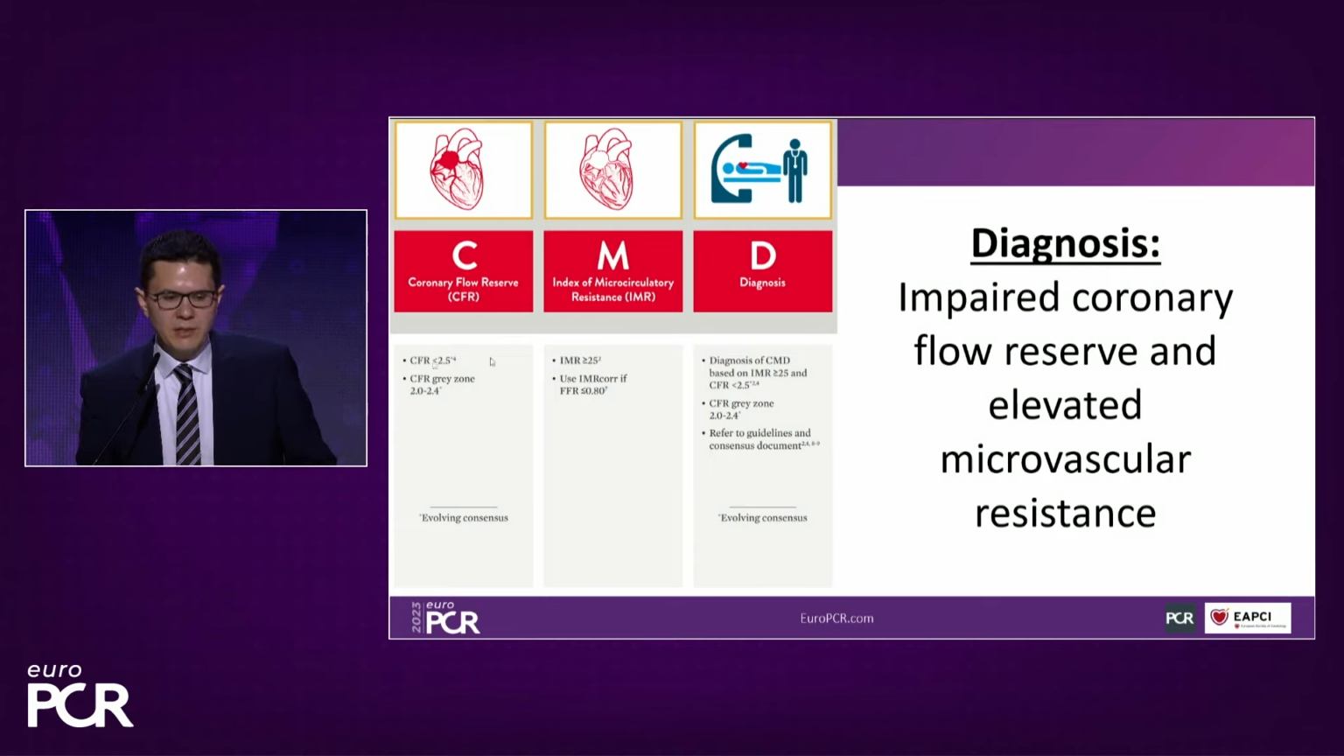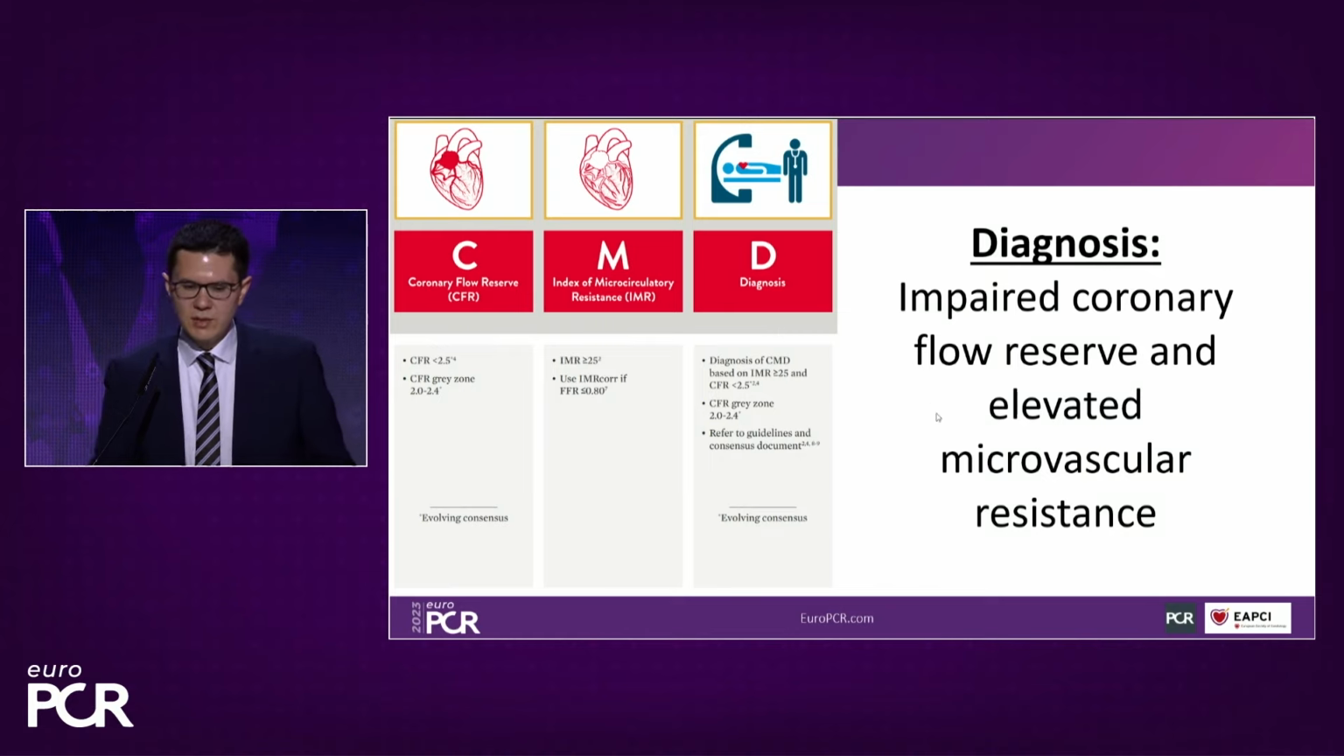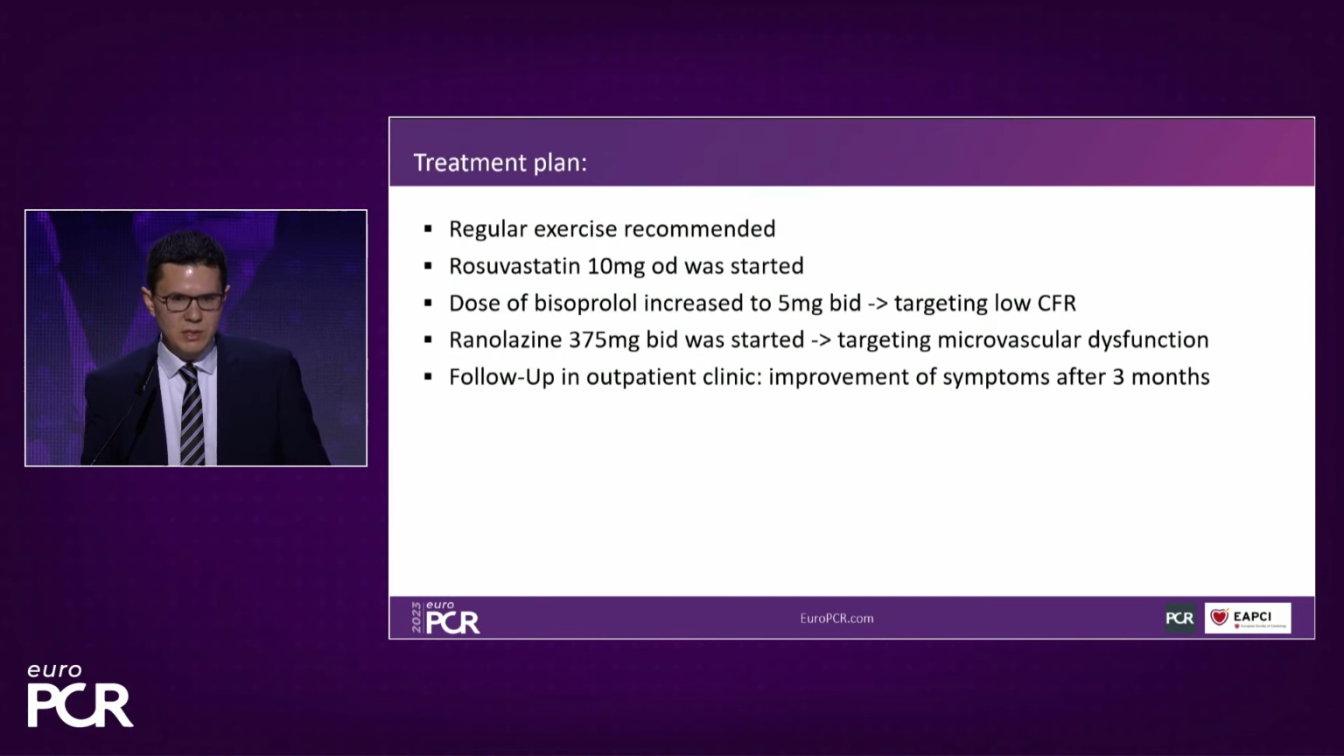Just to remind you that here on the left-hand side, for CMD, a coronary flow reserve of less than 2.5 is considered abnormal, although there is a gray zone between 2.0 and 2.4. For microvascular resistance, an IMR of equal to or greater than 25 is the cutoff, and then making the diagnosis changes the treatment of the patient. This is what we did.